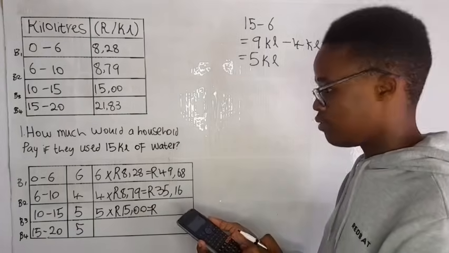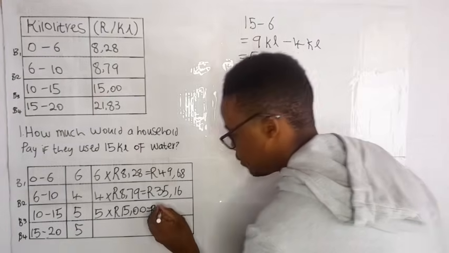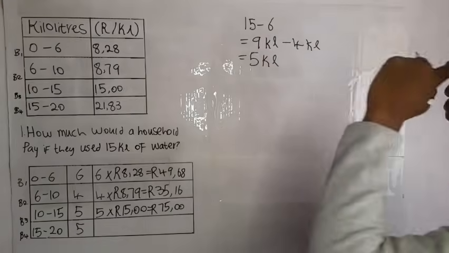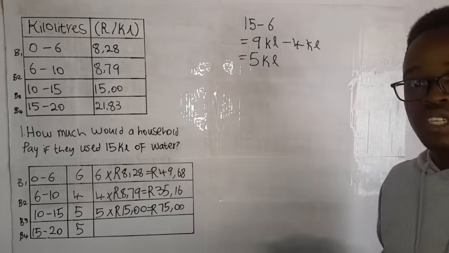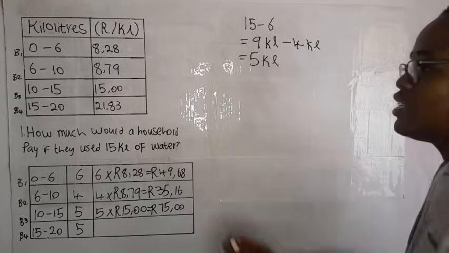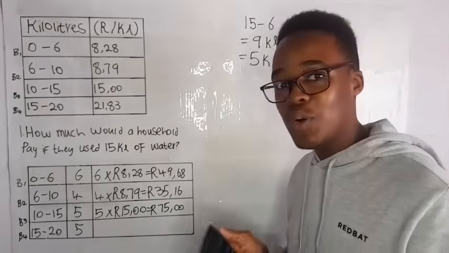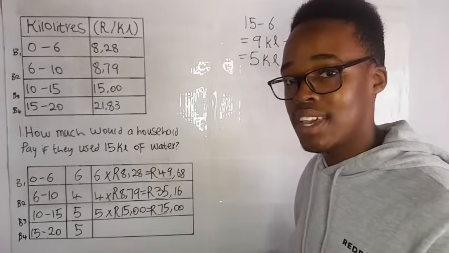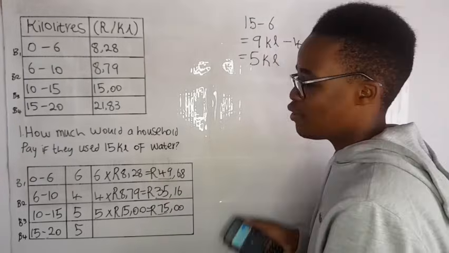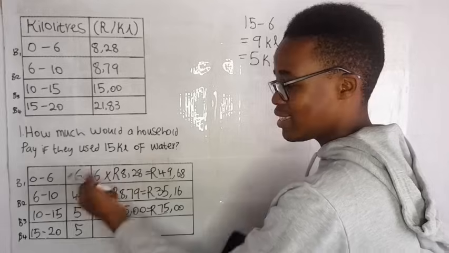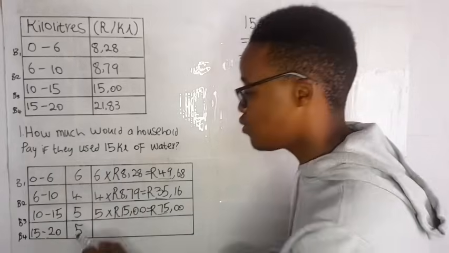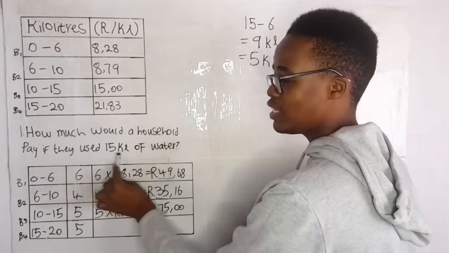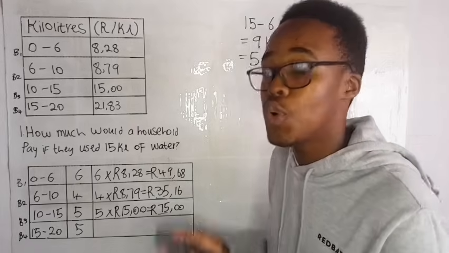5 by 15, which gives us 75 rands. So now that you have calculated the amount for the last 5 kiloliters, you are done calculating for the 15 kiloliters. Now what you have to do is take these amounts and add them together. You add them together because the first one is for the first 6 kiloliters, the second one is for the 4 kiloliters, and the last one is for the 5 kiloliters. If you add 6 plus 4 plus 5, they give you 15 kiloliters, which we've been given in the question.